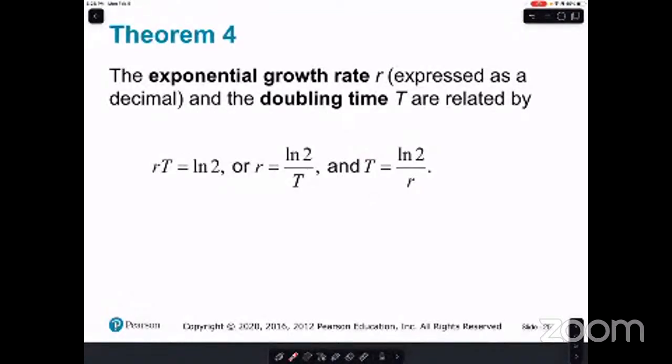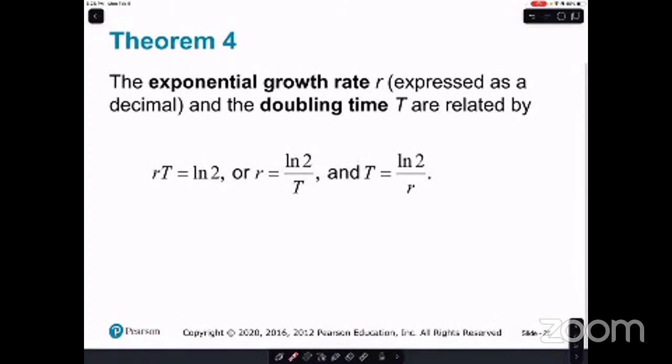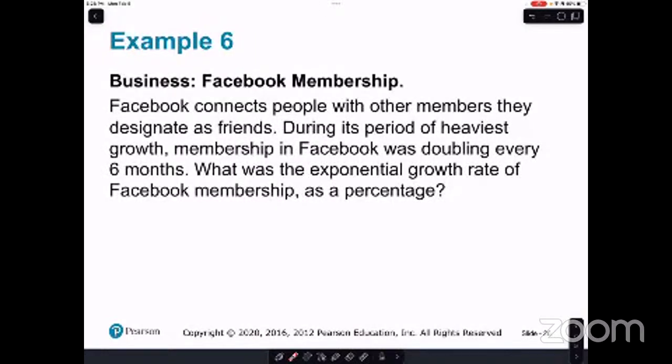So Facebook connects people with other members they designate as friends. During this period of heaviest growth, membership in Facebook was doubling every 6 months. What was the expected growth rate of Facebook membership as a percentage? Okay. So we just said that the doubling time was what? The natural log of 2 over r? It was doubling every 6 months, right?